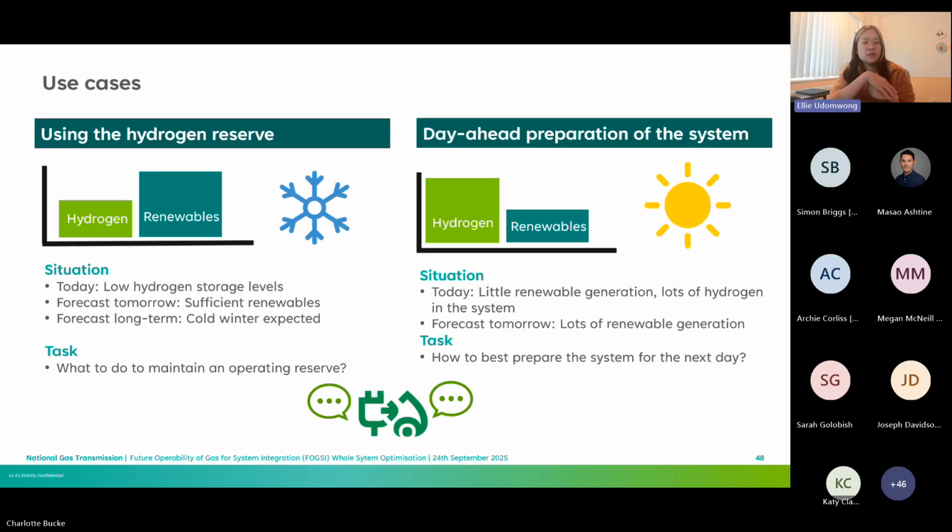Yes, so to make this quite concrete, I am picking up a couple of use cases that have been considered in the project. So the first one is, if you are imagining today we have quite a low hydrogen storage level, the forecast said, okay, tomorrow there's going to be sufficient renewable for the system. However, the long-term weather forecast said, oh, but it's going to be really, really cold. The question that we're trying to ask in the project is, what do we do to maintain an operating reserve?